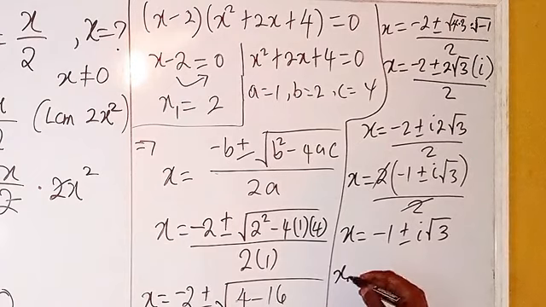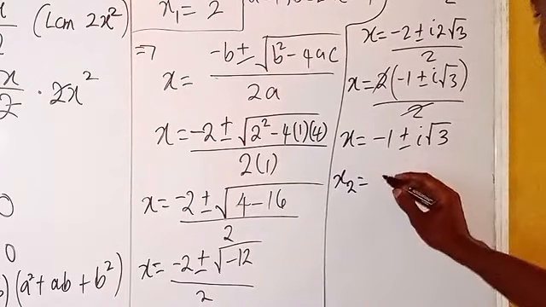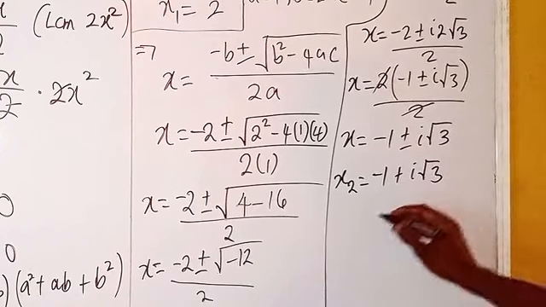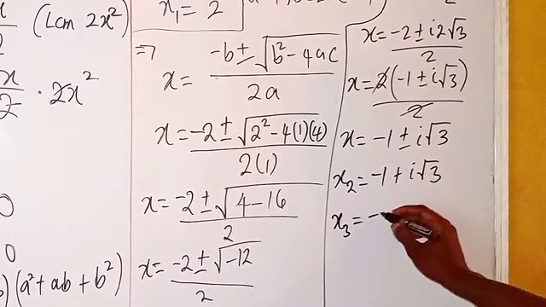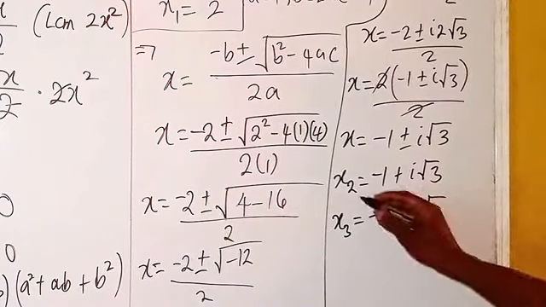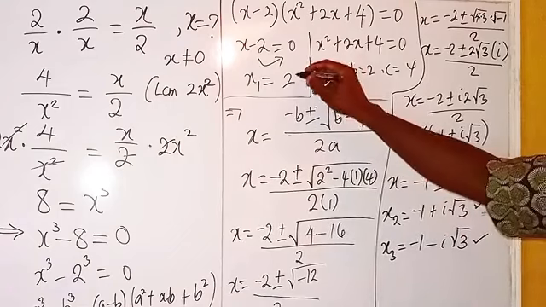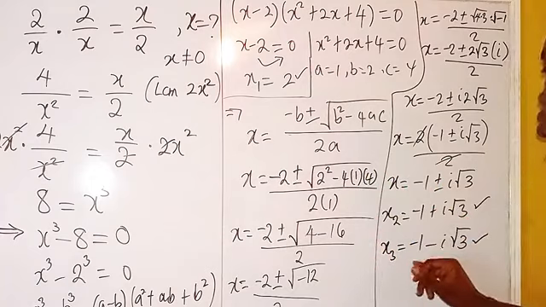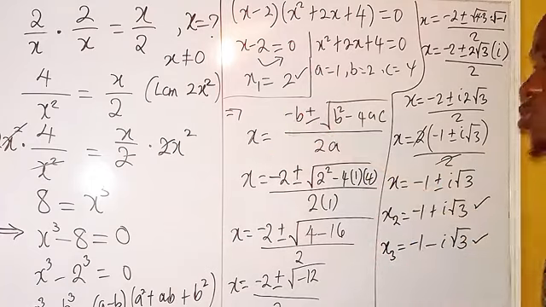So we can see that taking the positive, we are going to be having minus 1 plus i root 3. And taking the negative, we're going to have minus 1 minus i root 3. So we have this, and this. So these are the three possible values of x according to what we have.